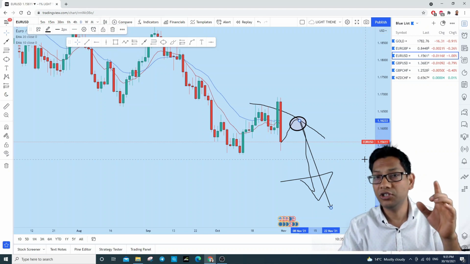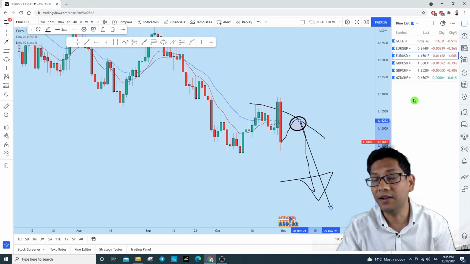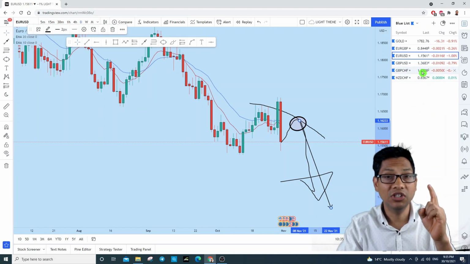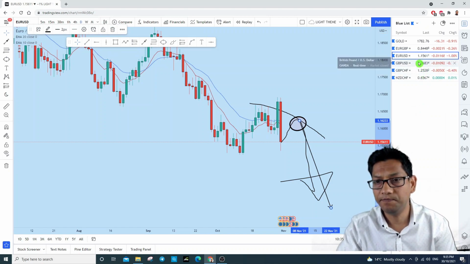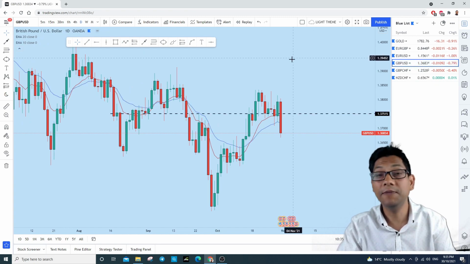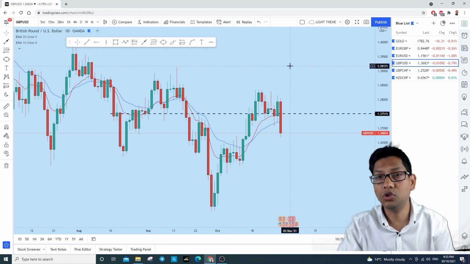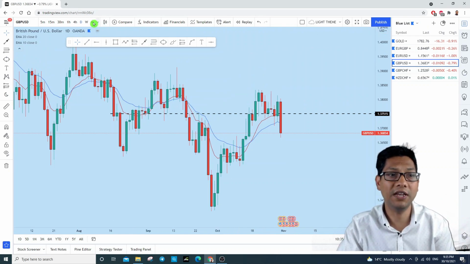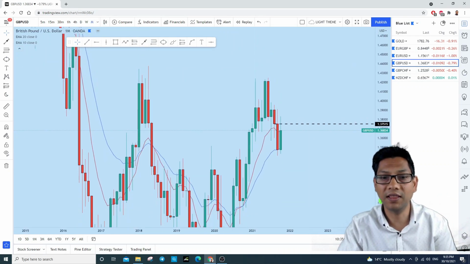Now let's jump on to another currency pair that we will be analyzing, GBPUSD. Now GBPUSD, like euro dollar, is also in a strong bearish momentum. Let's start with the monthly time frame first.